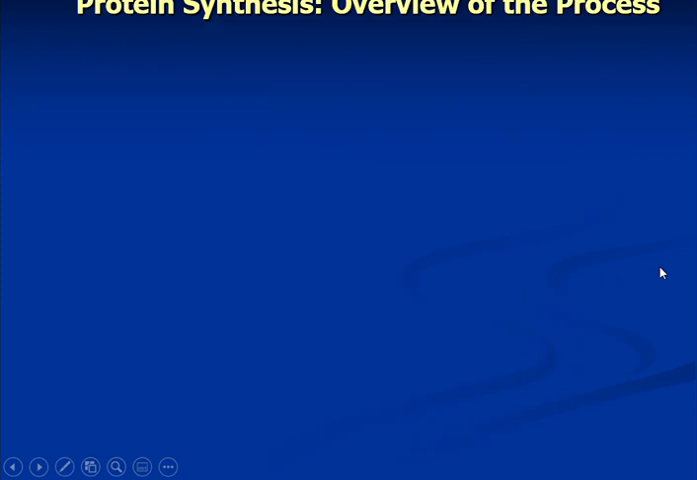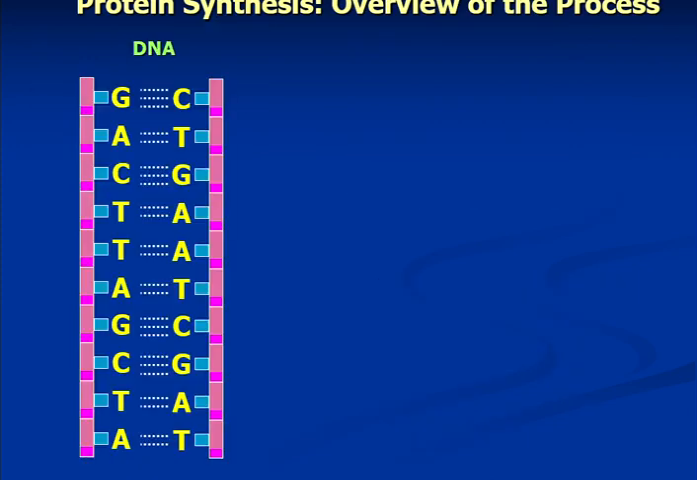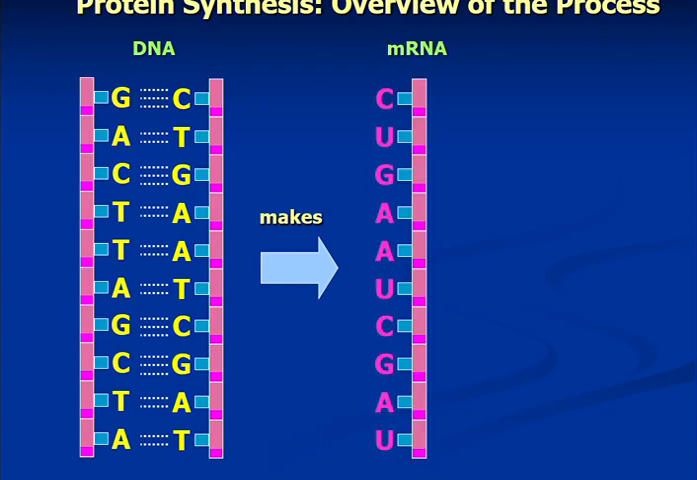So now let's get a little bit more into what actually happens in this process. Like I said, we are going to start with the DNA. Here are my two polynucleotide chains connected with each other. This is my DNA sequence. So step 1, I'm going to go from DNA and create a strand of messenger RNA, mRNA.